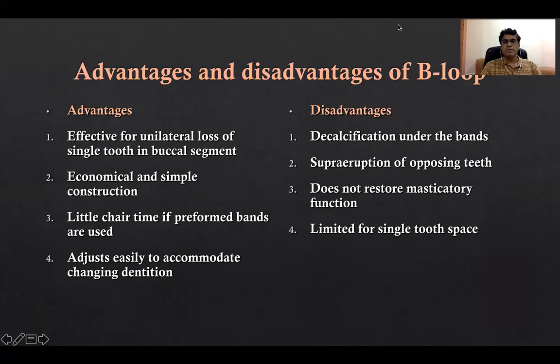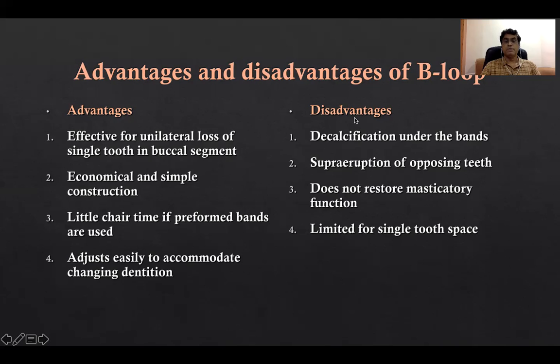The advantages and disadvantages of the band and loop appliance are: the advantages include it is effective for unilateral loss of single tooth in buccal segment, economical and simple in construction, little chair time if preformed bands are used, and nowadays preformed loops are also available, and it adjusts easily to accommodate changing dentition, because it is a cantilever type of appliance with a single band and loop.